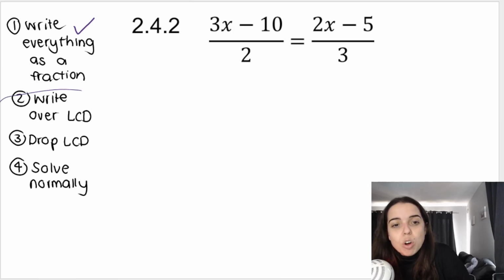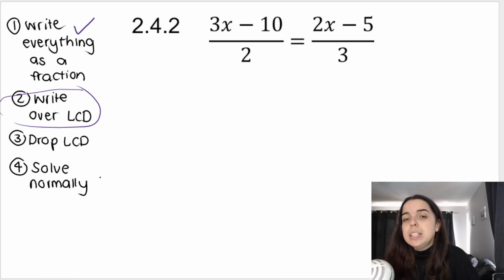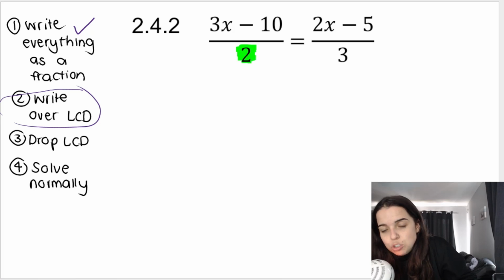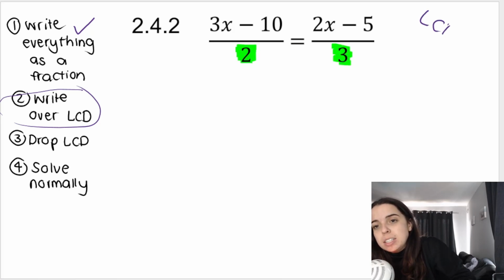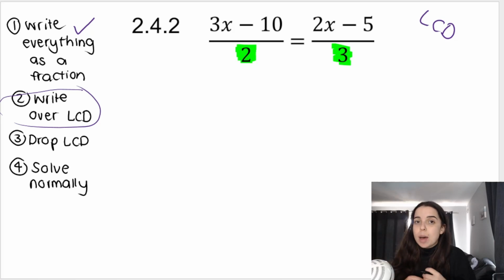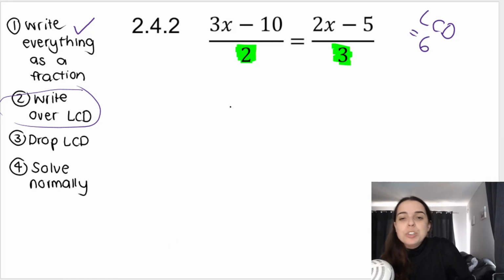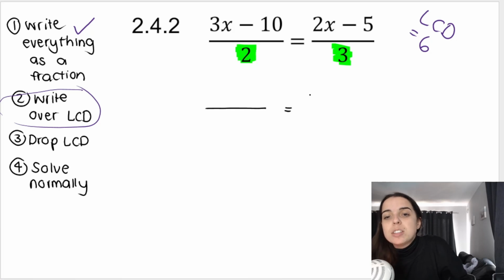Then write over the LCD. So LCD stands for lowest common denominator. We need to look at the denominators 2 and 3, and we need to find the LCD. So this is the lowest number, or the smallest number, that 2 and 3 can divide into without a remainder. So what can 2 go into and 3 can go into without a remainder? I hope you're saying 6. So what you're going to do is both fractions, you're going to write over 6.